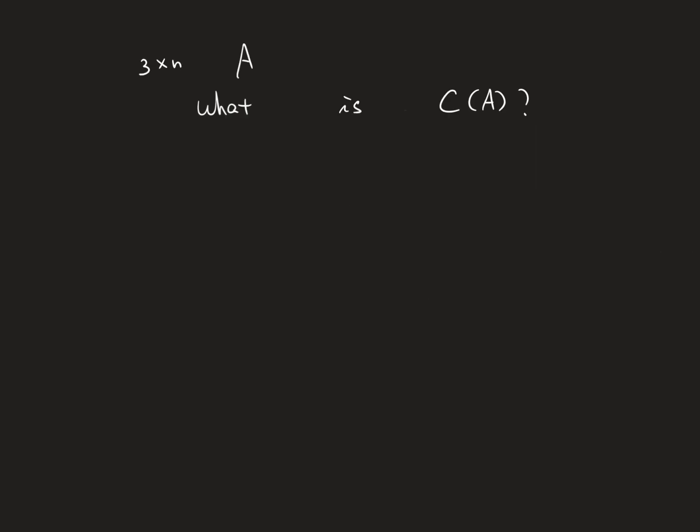For a matrix of size 3 by n, what is the column space of it? The candidate is the whole space, R3. It could be the column space. We're going to consider only the 3 by 3 case for simplicity. Yeah, 3 by 3 is better.